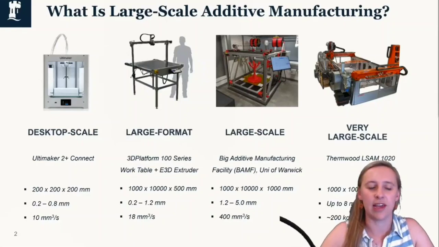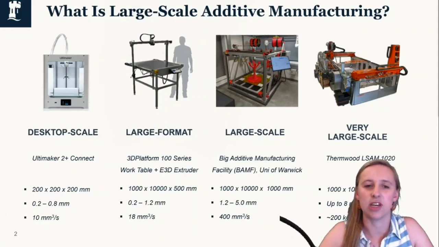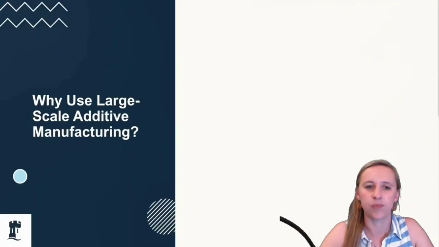We all know what desktop scale AM is, where we've got small build volumes and slow printing speeds. Then we've got the confusion between large format and large scale. Large format is bigger build volumes, but at the same extrusion rates you would have at desktop scale. We've then got large scale additive manufacturing, which is large build volumes, bigger nozzles, bigger extrusion widths, bigger layer heights, and much faster extrusion speeds. And then we've got very large scale for comparison there.